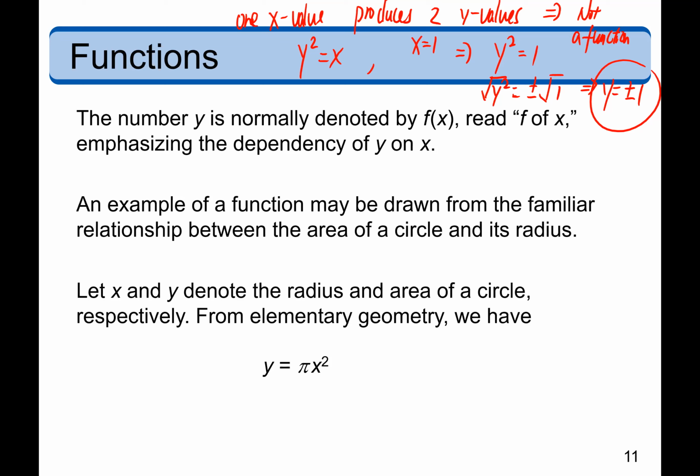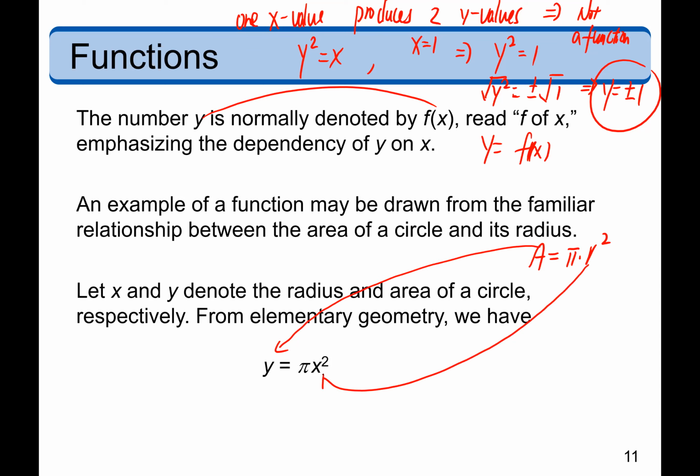So let me take a look at that example. As I mentioned, y is the same thing as f of x, just under different notation. Y is the standard notation, f of x is the function notation. An example of a function may be drawn from a familiar relationship between the area of a circle and the radius. We know that the area of the circle, A, equals pi r squared. Now, what if you assign area as the variable y and radius as the variable x? Now it becomes y equal to pi x squared. And this is what we call the standard notation.